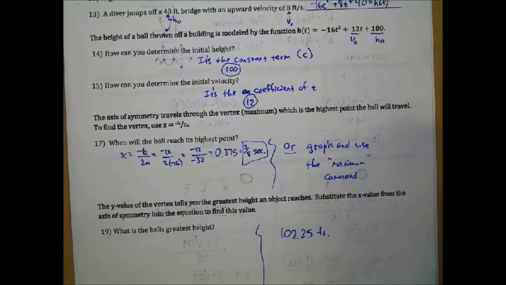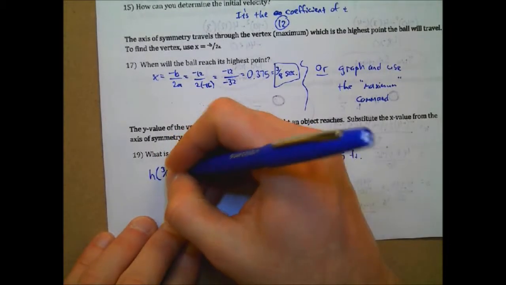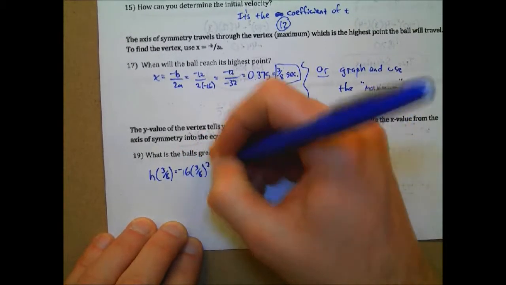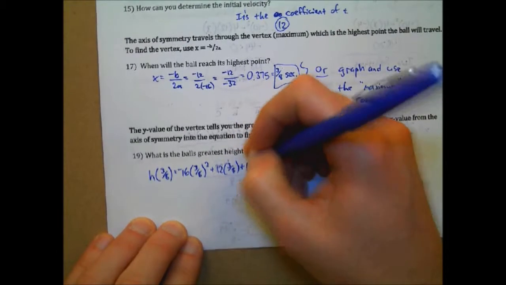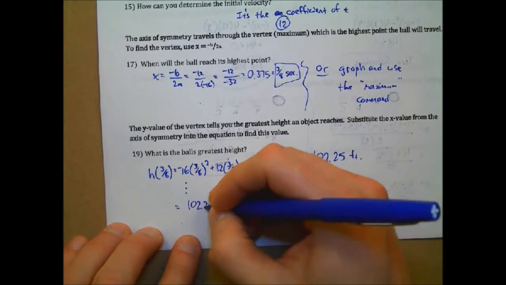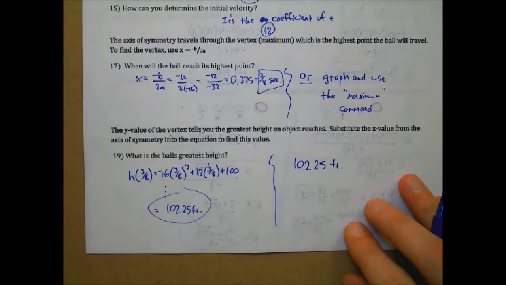Plug it in for t. Exactly right. So we'll do h of 3/8, which will equal -16 times 3/8 squared plus 12 times 3/8 plus 100. Okay? And then dot, dot, dot. When you simplify it, it will be 102.25 feet. So you can get it that way too. Your choice how you want to do that there.